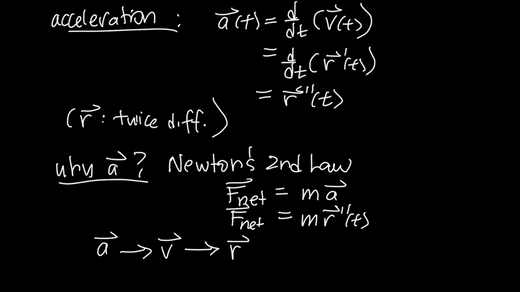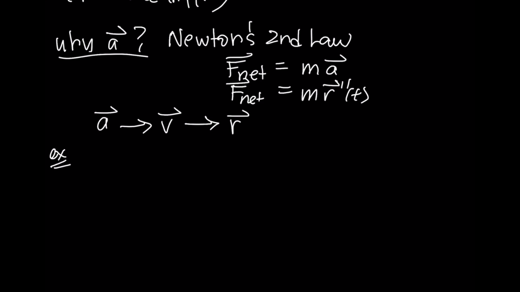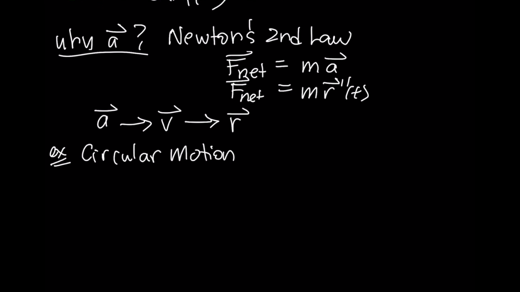Now we're going to look at a very important example to do with circular motion. And essentially, it's just like this title says, you are moving along a circle that's centered at the origin that has a radius of r.